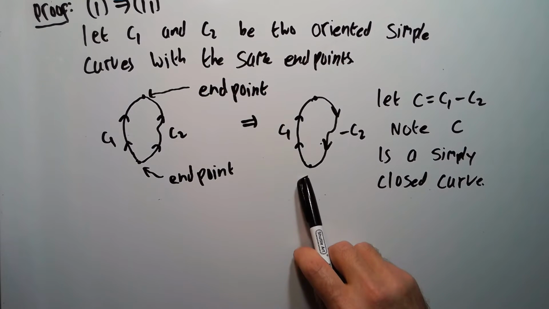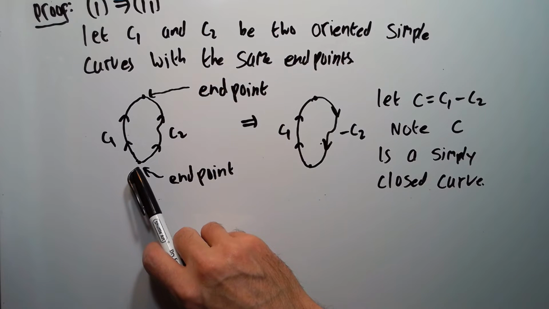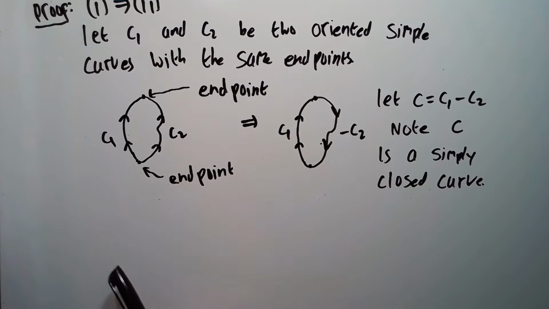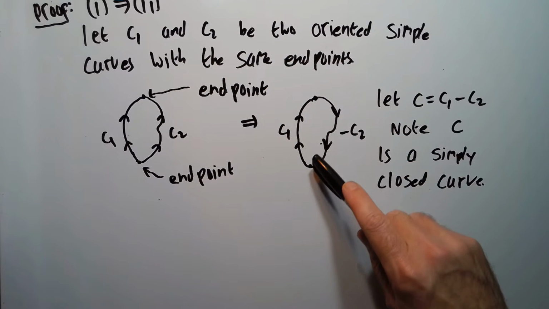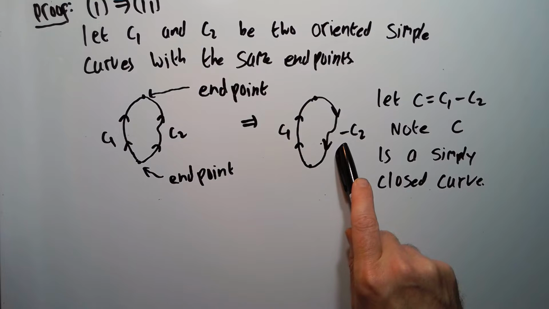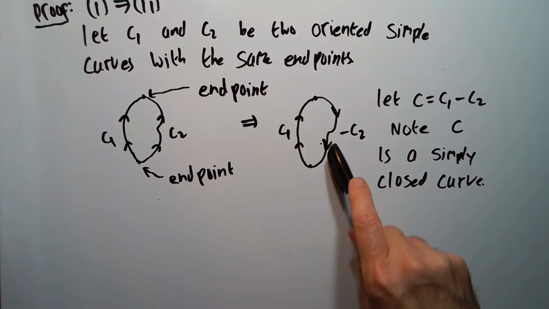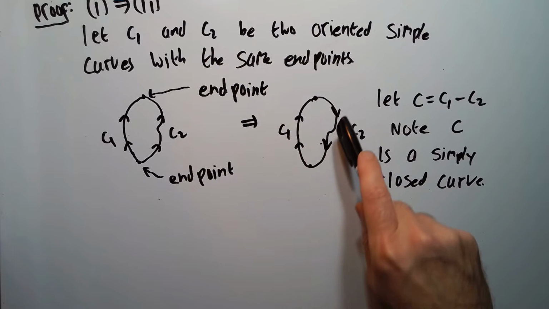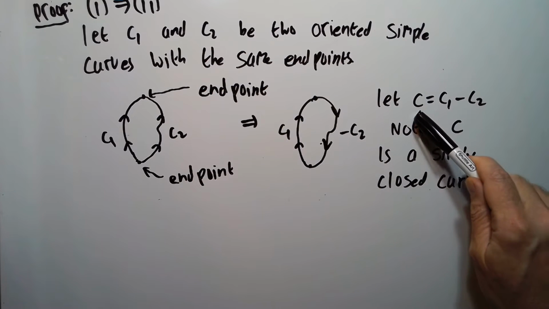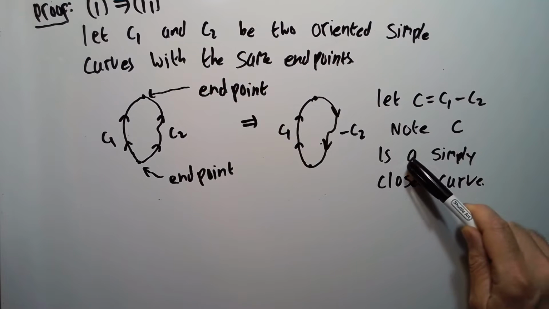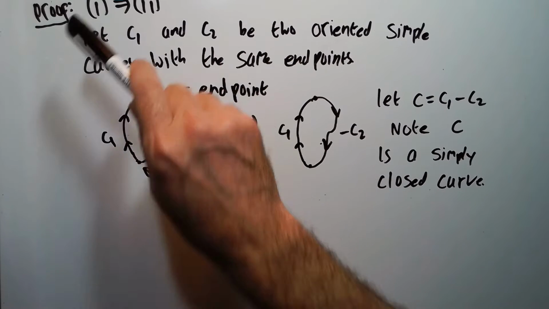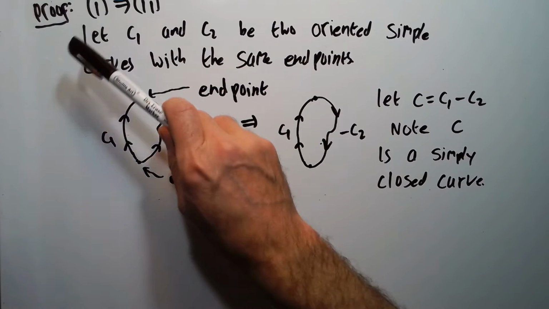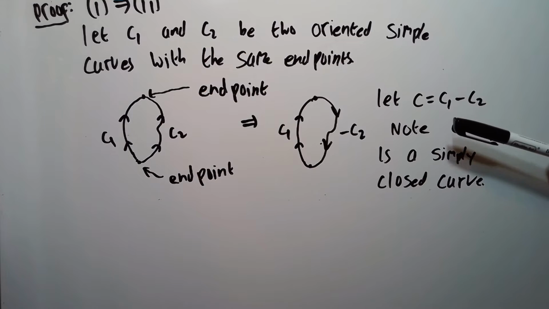I drew the same picture over here, but in the first picture they're both going up this way. So I want to reverse the orientation in one of them. Putting a minus sign in front switches the orientation around. So now it's going around the simple closed curve. Note if I let C equal C1 minus C2, C is a simple closed curve. Now we can use our assumption that 1 is true. 1 is saying that the line integral over C should be 0.